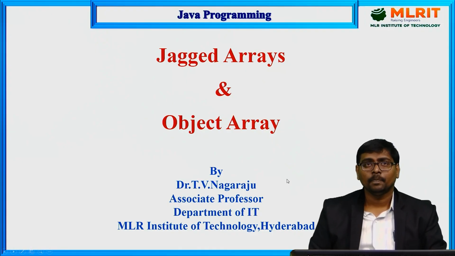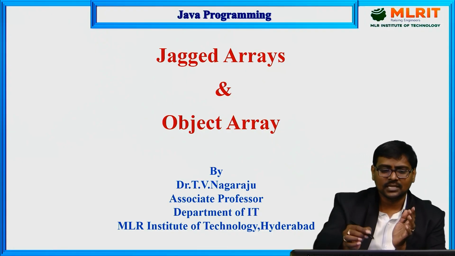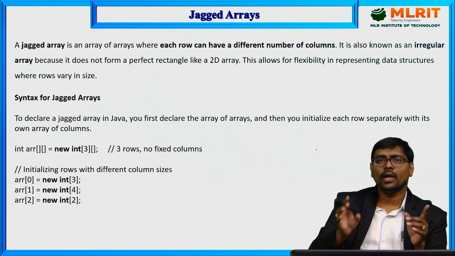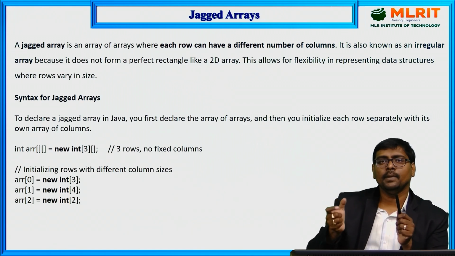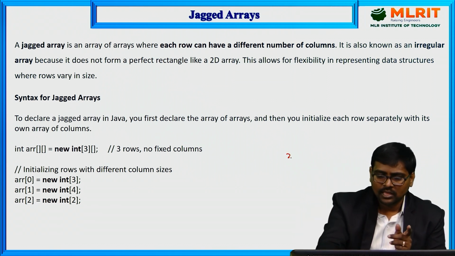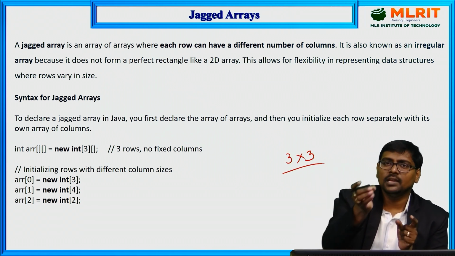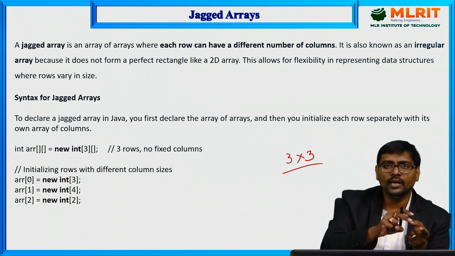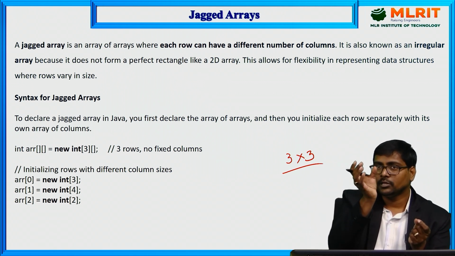Hello everyone. In this session, we are going to discuss jagged array and object array. We already know multi-dimensional array means multiple rows and multiple columns, for example, 3 by 3. It means 3 rows and 3 columns. But what is meant by a jagged array? We have assumed 3 rows.